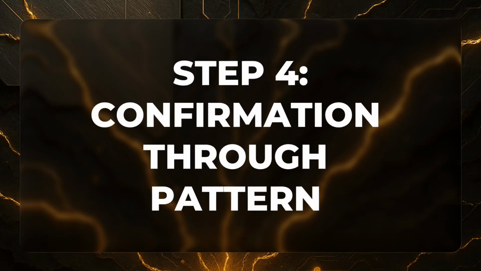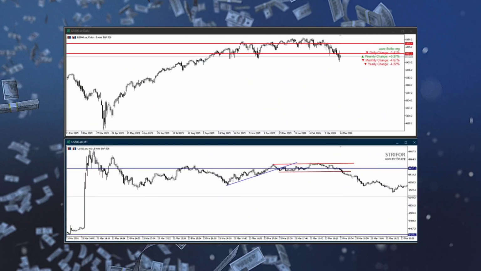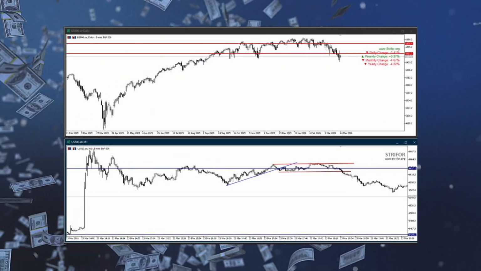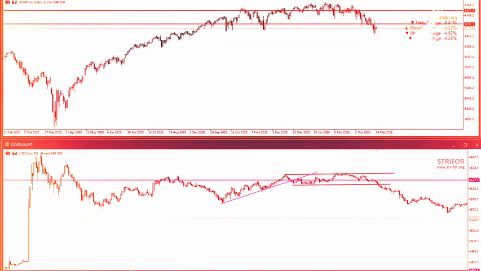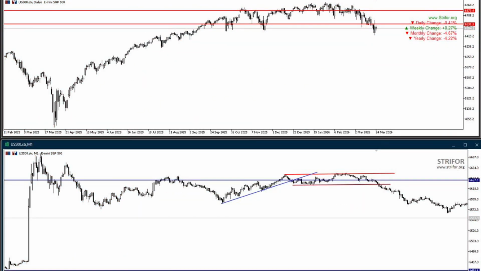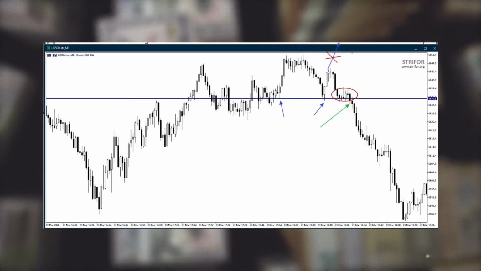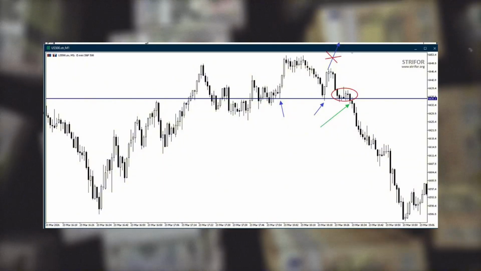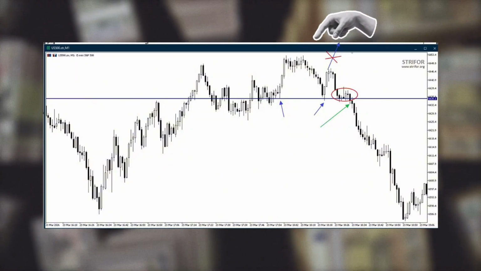Step 4. Confirmation through pattern. After reaction, look for confirmation. These can be patterns you already studied: false breakout, capitulation, trend continuation, price rejection. Important: pattern doesn't create the idea, it confirms it. Step 5. Entry trigger. Now you need a specific entry moment. For example, consolidation breakout, impulse candle, return under level, holding beyond zone. Without a trigger, entry turns into guessing.